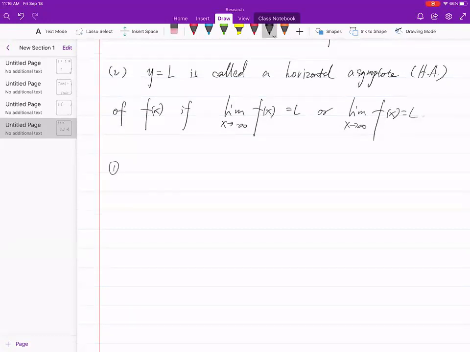Let's try to think about the concept a little bit. Question: can a function have no horizontal asymptote, zero horizontal asymptotes? Use your button. Say yes if you think it's possible. Say no if you think it will always have an asymptote, at least one.